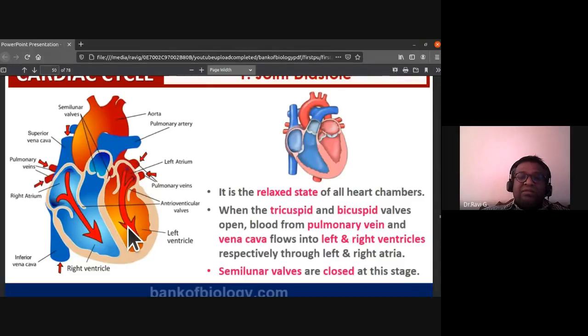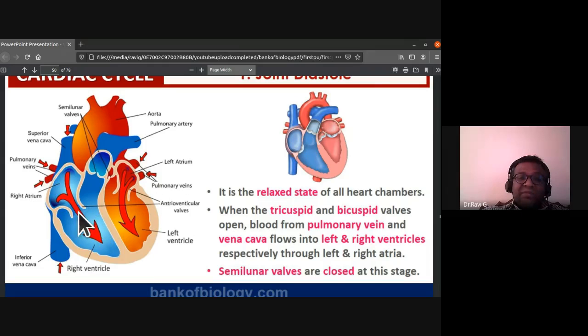Semilunar valves are closed at this stage. That is, the pulmonary artery and the aortic semilunar valves are closed, but the bicuspid and tricuspid valves are open. So it is the relaxed state of all four chambers of the heart.